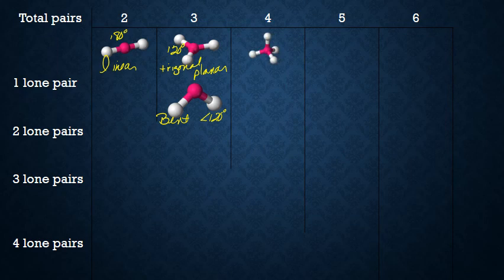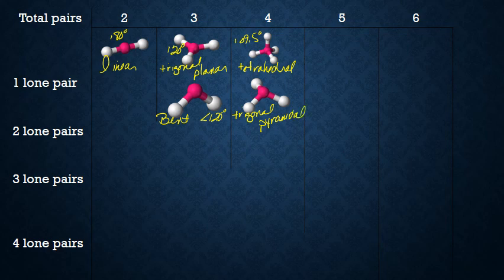If you have 4 things on the central atom, bonded or lone pairs, the electron geometry will always be tetrahedral. Oh, we should put the bond angles here, 109.5 degrees. If you have 1 lone pair, the shape becomes trigonal pyramidal with a bond angle of less than 109.5 degrees. With 2 lone pairs, it's bent, and its bond angle is less than 109.5 degrees.